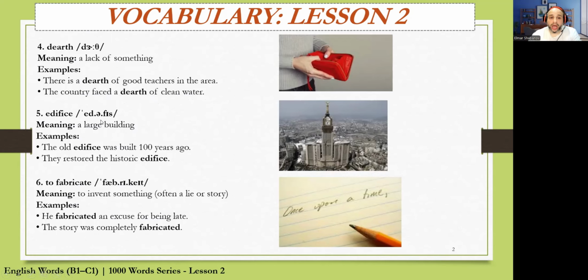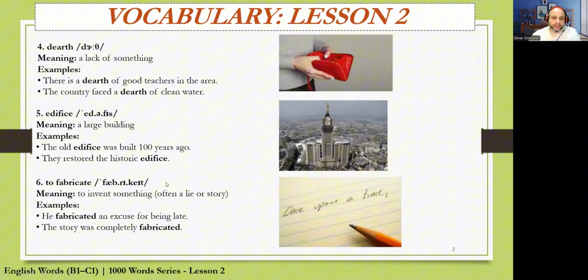Number 5, edifice. Edifice means a large building, something constructed, something large. Examples: the old edifice was built 100 years ago. The old building, the old construction. They restored the historic edifice. They restored the historic building, large building.